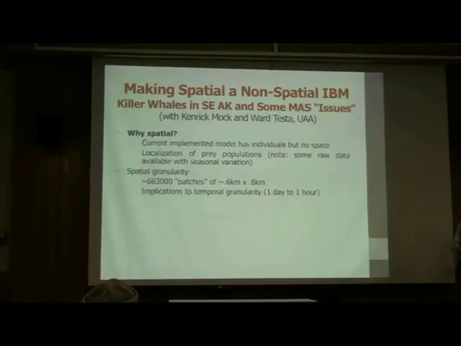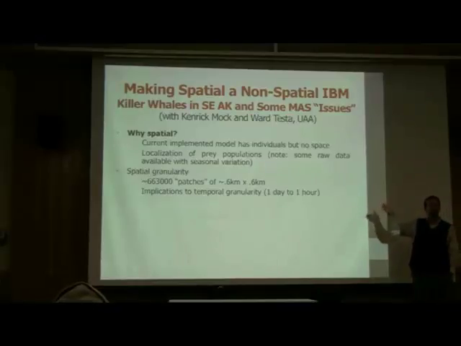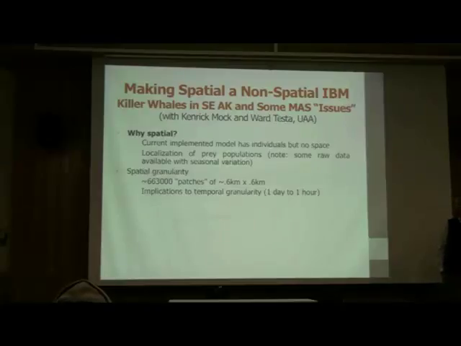And one of the issues is that for efficiency reasons, we cannot model individual prey. We can model individual whales because the number in the system is going to be in the low hundreds, whereas the number of prey is going to be in the hundreds of thousands to millions. And there's no way, efficiently speaking, that we can model that many individual prey. So what we do is we model simply a prey population at each discrete environmental unit. So each patch has a number of each type of prey that are present there. And so the question is, what is the spatial granularity?